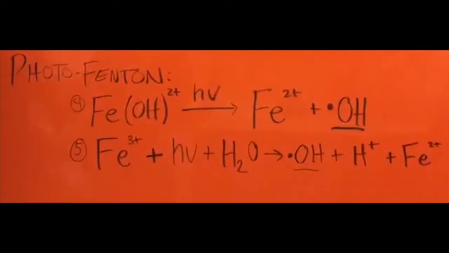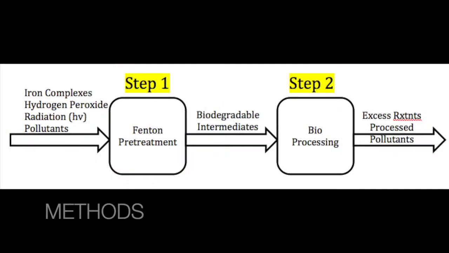As we zoom in to focus on the photo-Fenton reaction, we see a similar reaction to the original Fenton, with the addition of radiation, shown as h times nu. The radiation allows for increased production of hydroxyl radicals, as well as increased rates of degradation in the pretreatment of the pollutants.